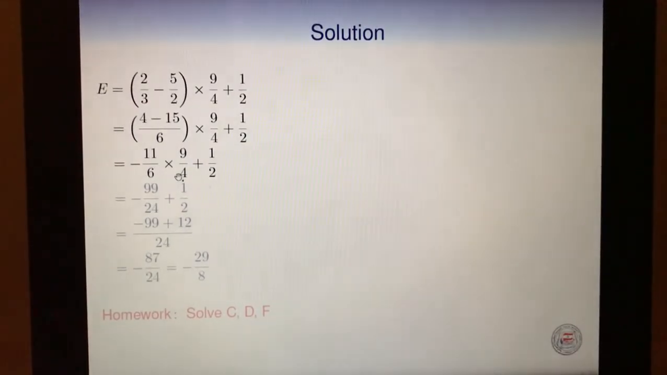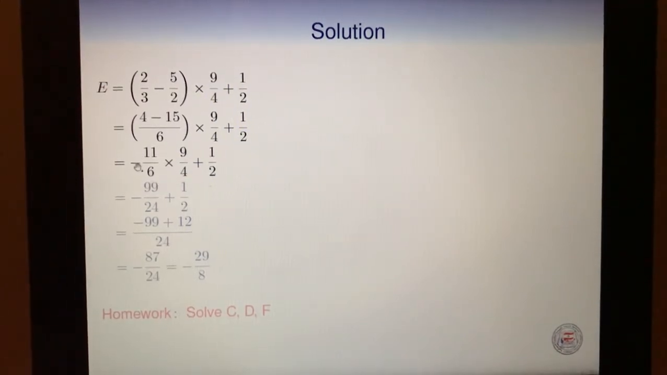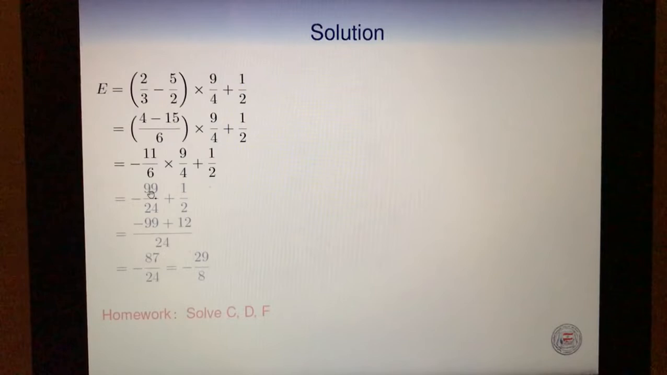We do the multiplication first, of course. Two fractions multiplied by each other, we multiply the numerators and we multiply the denominators alone. So minus 11 times 9 is minus 99. 6 times 4 is 24 plus 1 over 2.